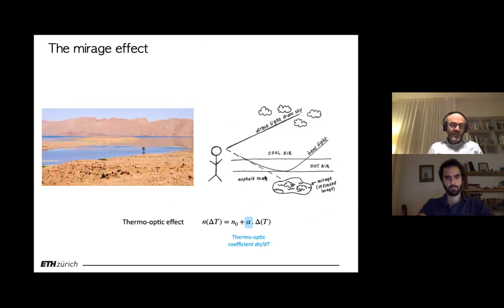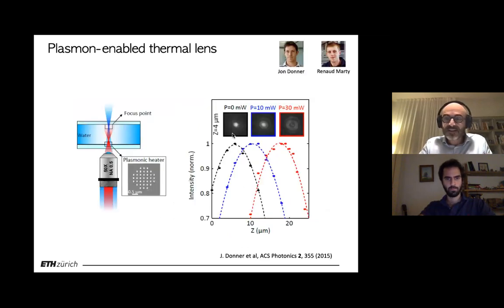So what we've been doing over the last year is something a bit different, which is to use a very simple physical effect, the thermo-optical effect. Basically we use the fact that most dielectric materials have a refractive index that changes with temperature. And as you know, this is what is behind the mirage effect. I'd like to explain how this came to our mind, because it is, I think, a nice story. That was during the PhD of John Donner, already some time ago.